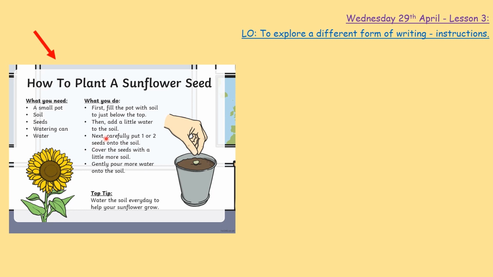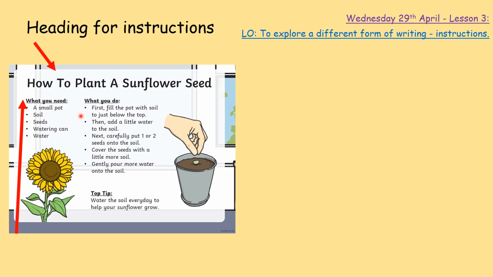So the first thing that we will have to write is our heading for the instructions. So this set of instructions is how you would plant a sunflower seed. So the heading is how to plant a sunflower seed. Our header for our instructions would be how to become a pirate or how to be a pirate.